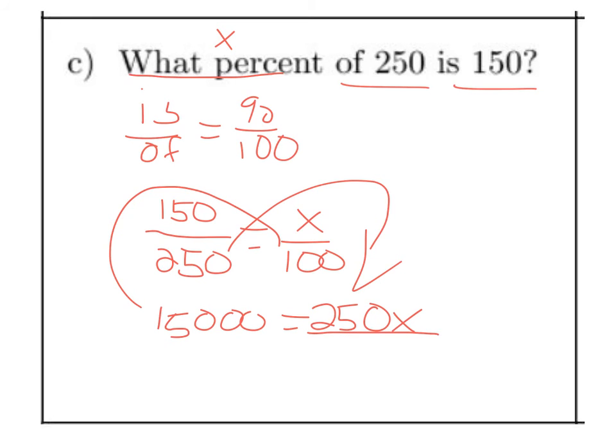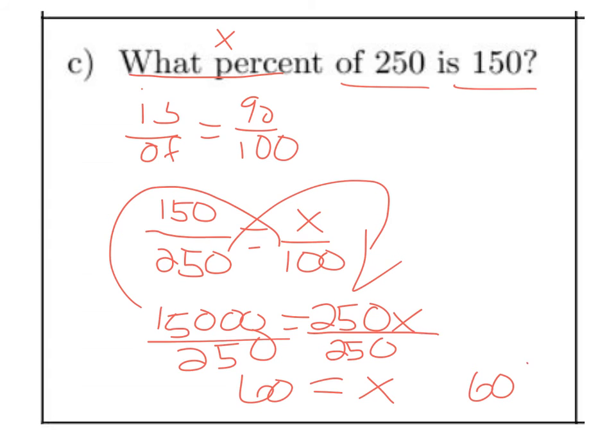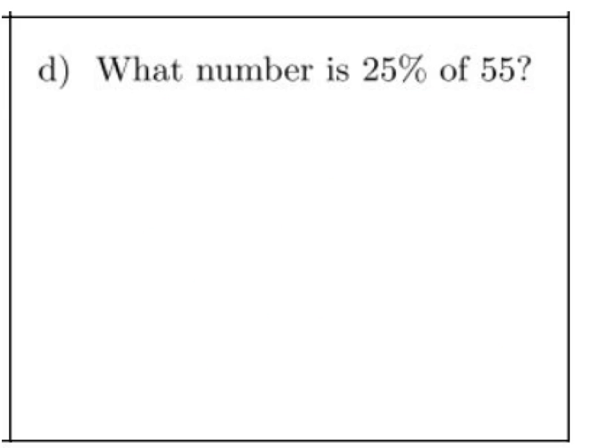So if that's multiplying, we are going to divide both sides by 250. And x is going to equal 60. So that is going to be 60% of the 250 is 150. And we'll take a look at one more.